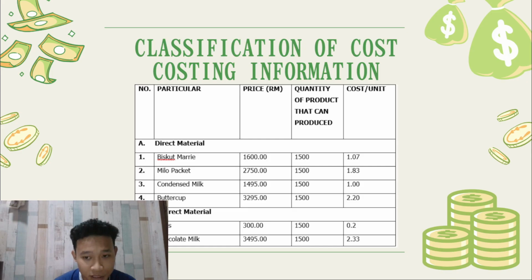For the indirect materials, there are two things, which are eggs and also chocolate milk. For eggs, the price is 300 ringgit, and the quantity of the product that can be produced is also 1,500 units, and the cost per unit is 20 cents. And lastly, the chocolate milk. The price of the chocolate milk is 3,495 ringgit, and the quantity of the product that can be produced is 1,500 units. So the cost per unit for chocolate milk is 2 ringgit and 33 cents.